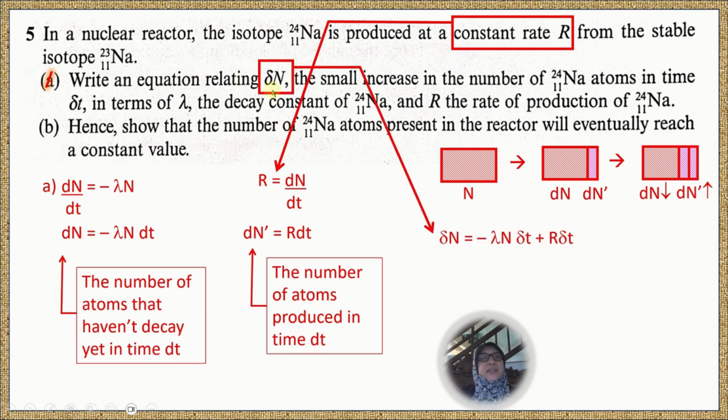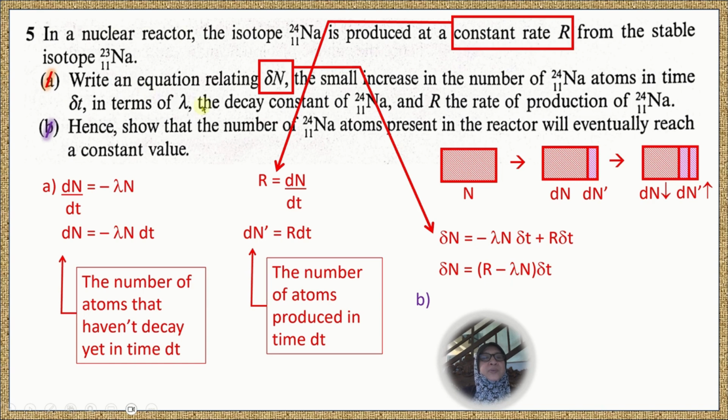Okay, so the delta n here is the small increase. The small increase of the number will be negative lambda n delta t, plus r delta t. So using these two formulas, but the question asks to use this symbol, so you just follow what the question wants. So delta n equals negative lambda n delta t plus r delta t. Okay, so delta n equals, we factor out delta t, so delta t times bracket r minus lambda n. Okay, so that's the answer for A.